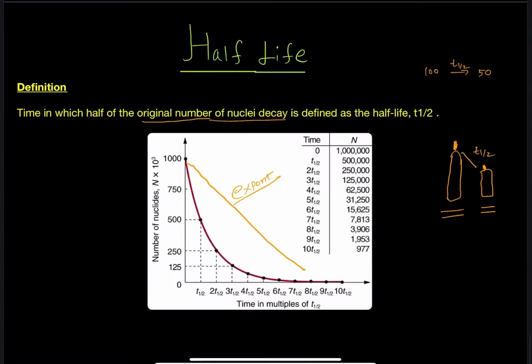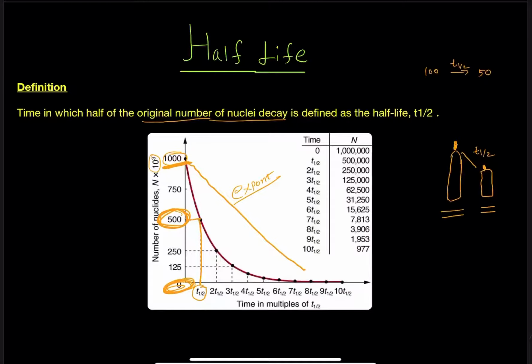Initially, we have 1,000, times 10 to the power 3, that kind of thing, but it doesn't matter. Let's say we have 1,000 initially, and here is 0, all the way down here. If you go half of it, it's going to be 500. Then if you drag this over and all the way down here, this is T half. That is the half-life for this particular nuclei.